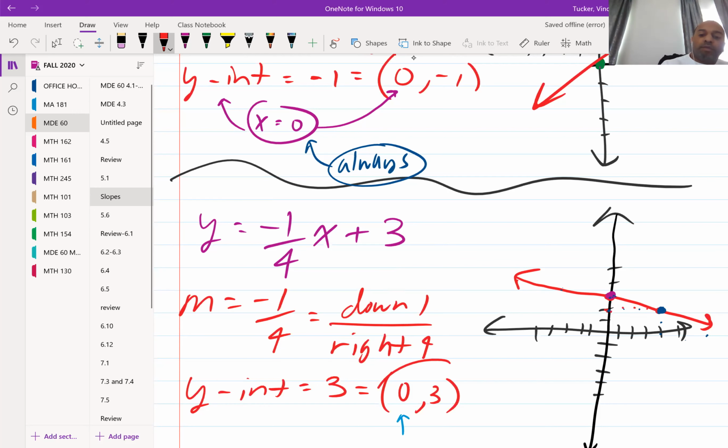So as I mentioned before, you graph this 0, 3 first. That's this point right here in green. Then from that point, you go down 1, right 4. That'll give us this point right here in the blue.